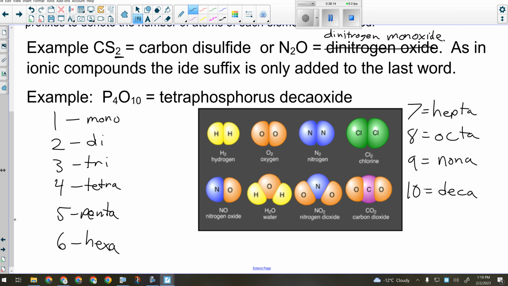One last weird rule, just because chemists have to be difficult. What's the one prefix that never goes on the first one? Mono. Yeah, you never put mono on the first one. Okay, so if I had this compound, for example, I wouldn't write monocarbon tetrahydride. It's just carbon tetrahydride. Okay, don't ask me why chemists have to be difficult. So they got this weird rule where mono never goes on the first one, but all the others could.